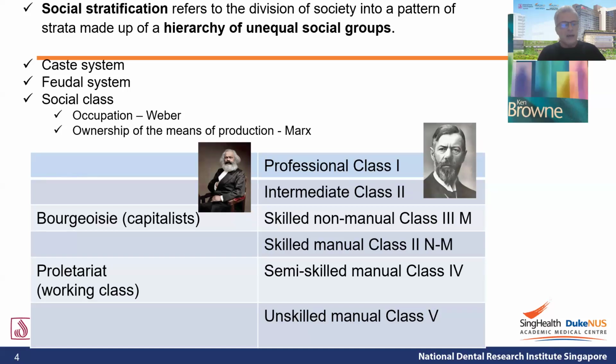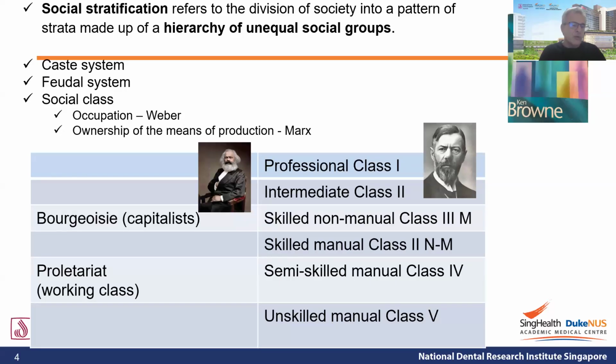Well, sociologists have identified at least three major types of stratification systems. As you can see, the caste system, the feudal system, I'm not going to talk about. I'm going to focus on social class, basically the concept used by Karl Marx and Weber. As you can see here, there are at least two well-known concepts.